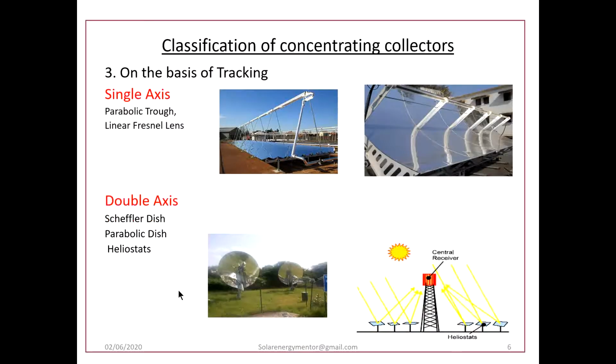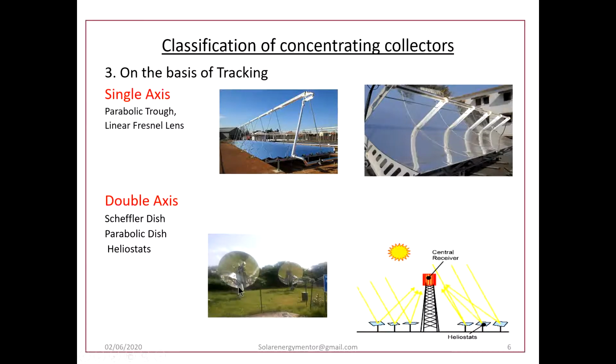Then on the basis of tracking, single axis and double axis: parabolic trough and linear Fresnel lenses. So here, as the sun moves over, these mirrors move individually and follow the sun and focus light on the absorber. So this is single axis tracking. Linear Fresnel collectors. Parabolic trough, again the same example. This collector is horizontal and it moves as the sun moves. It follows the sun, so it is single axis. So tracking takes place in a single axis. So we can classify the collectors as single axis tracking and then double axis. Double axis tracking collectors are the parabolic dish.